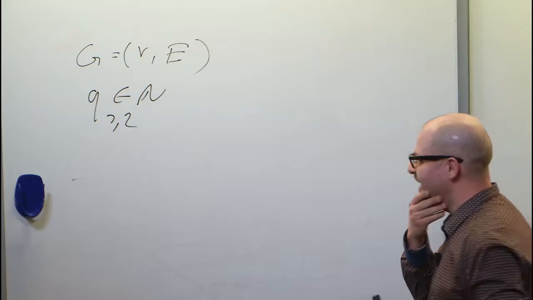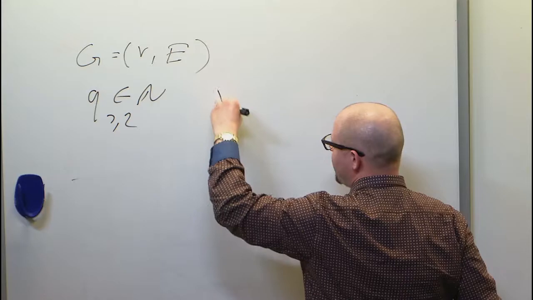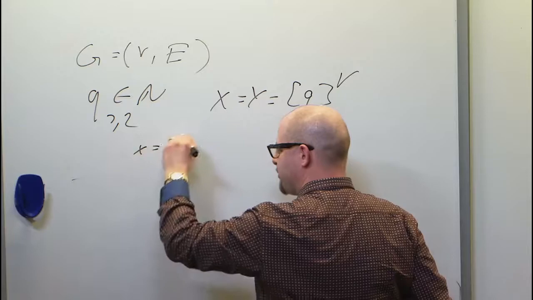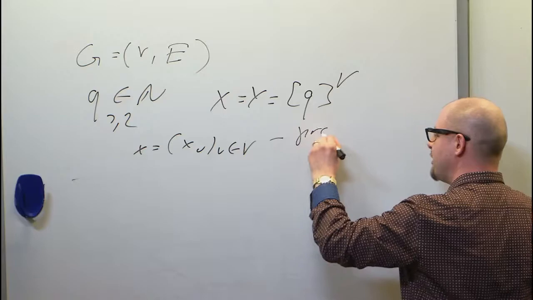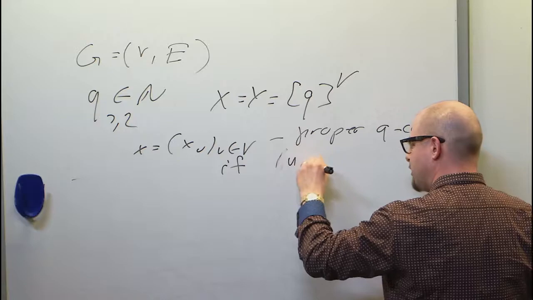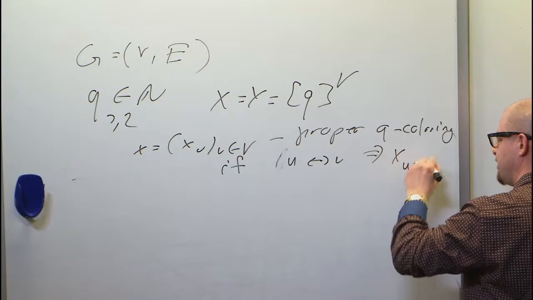No self loops. Okay, so Q is a number of colors, and I'm going to take my input and output alphabet to be the set of all colorings of G with Q colors, where I say that an element X, which is of course just an assignment of colors to vertices, is a proper Q coloring if whenever u and v are connected by an edge, that implies that the colors are different.